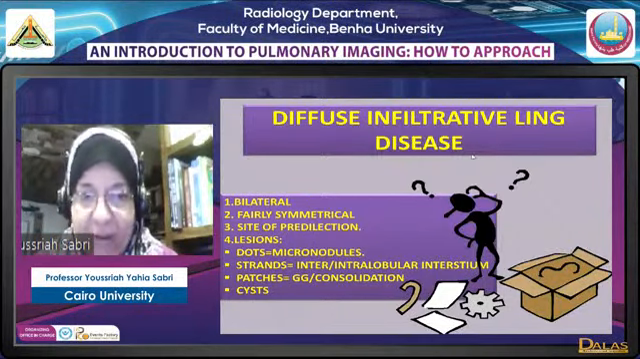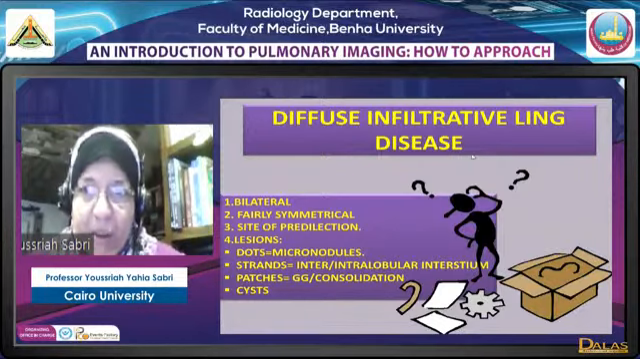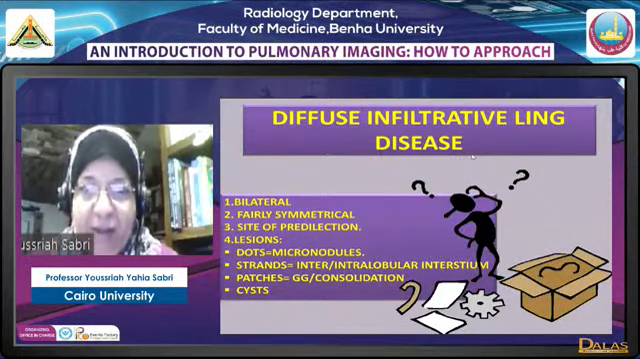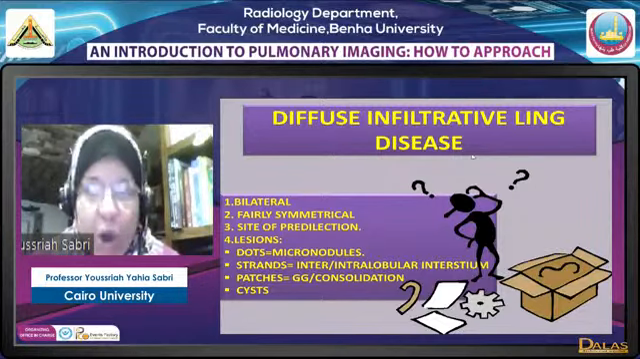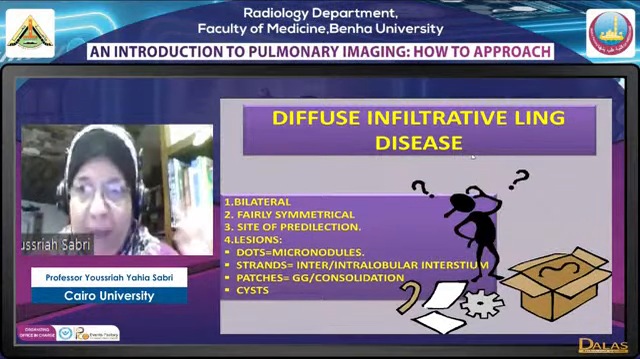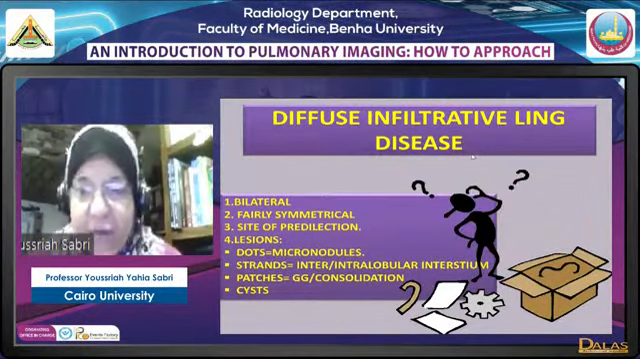Patches are ill-defined opacities. These opacities, either I cannot see lung marking through them, which is what we call consolidation, or I can see lung marking through them, and this is what we call ground glass. So ground glass is an opacity through which I can see lung marking. Or it's a hole with a wall, which are cysts. But cysts here should be bilateral, fairly symmetrical, and have a site of predilection.